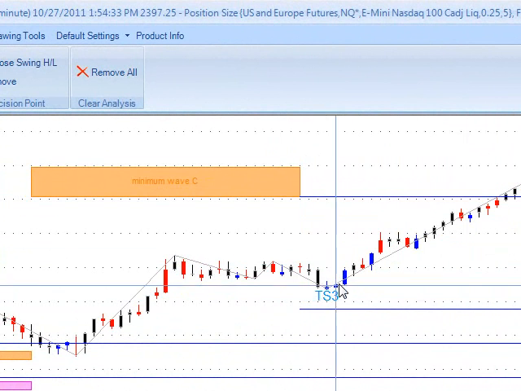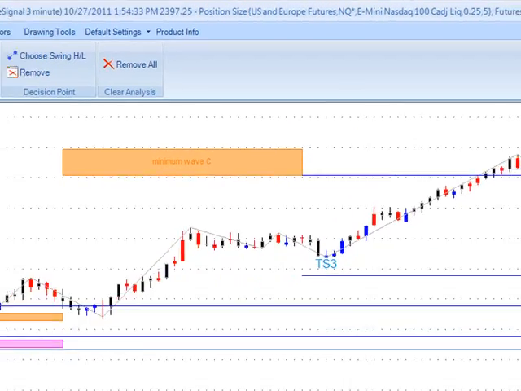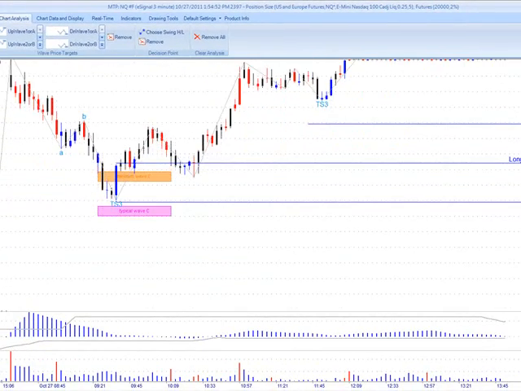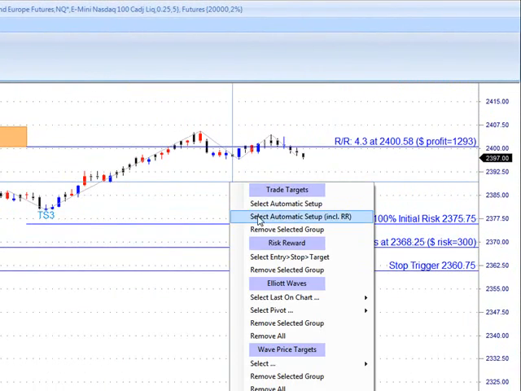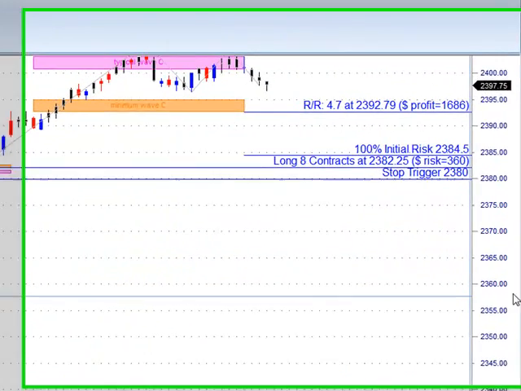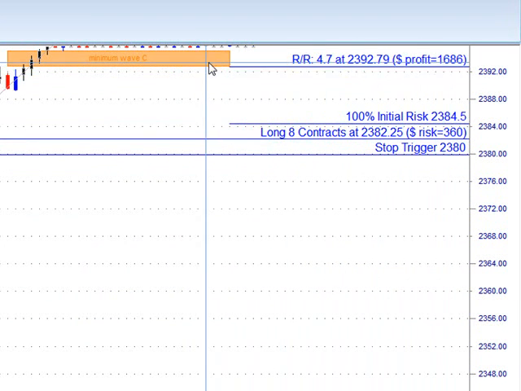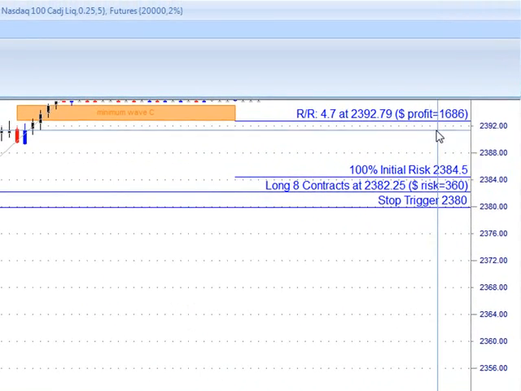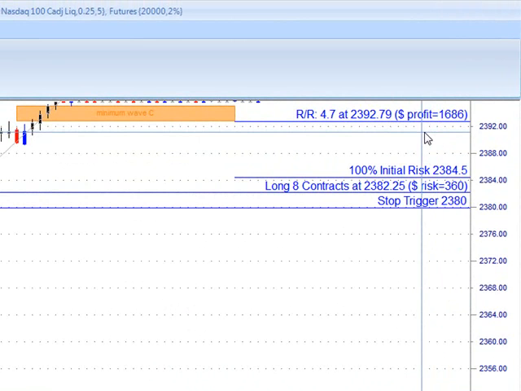You could have pyramided in or added an additional position in here on this second TS3. And let's just look at that second trade setup here. That was a long of 8 contracts, risking $360, another 4.7 to that target for another $1,600. So potential there between the two trades, if you did pyramid, of about $2,800.